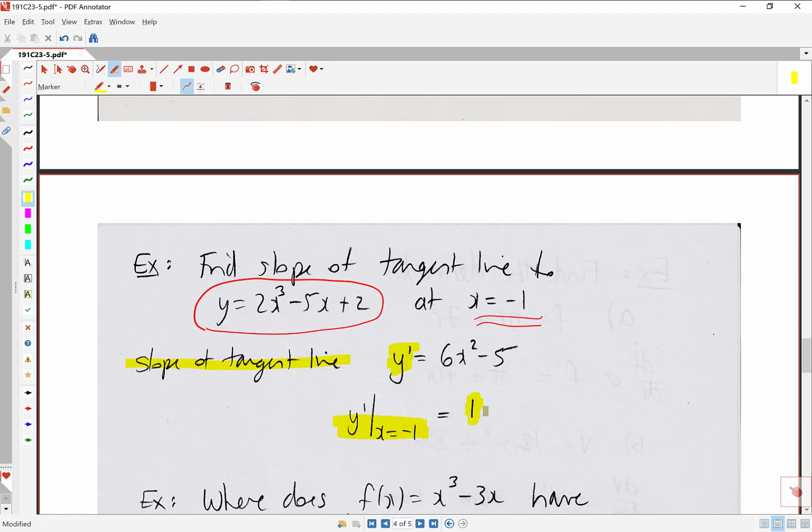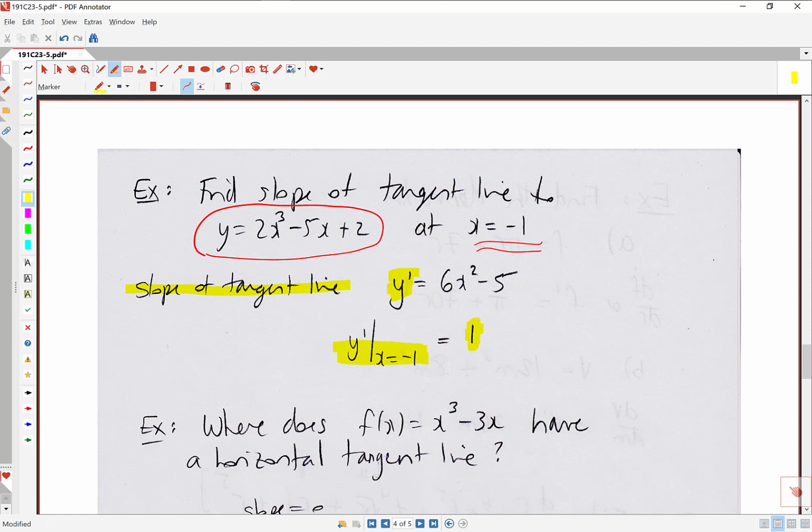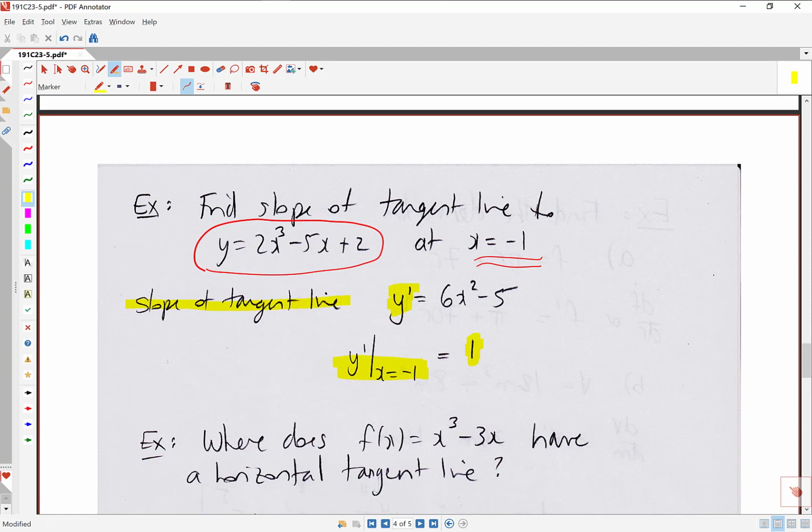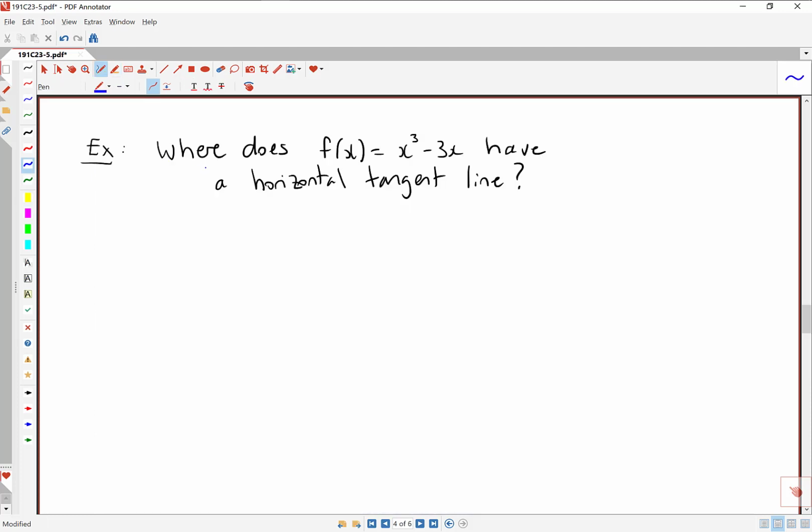Okay, now let's go into a little bit more detail with this kind of problem. I'm going to do a second example. The question is, where does the function x cubed minus 3x have a horizontal tangent line? Okay, well, for this one, we're going to break into a new page. So where does this function have a horizontal tangent line?